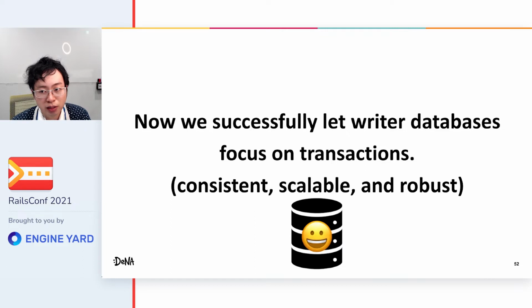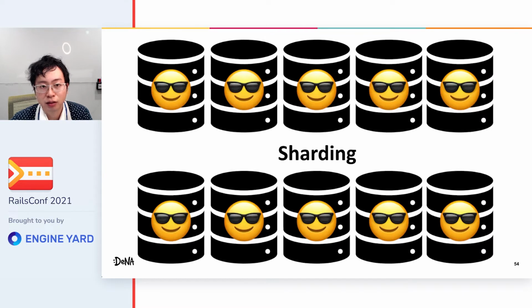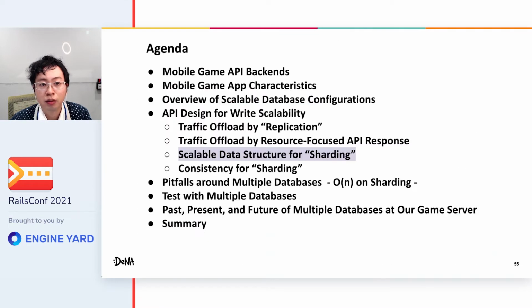Now we successfully let writer databases focus on transactions. However, what if the number of transactions exceeds the writer database's capacity? The answer is sharding. Now let's see the scalable data locality for sharding.